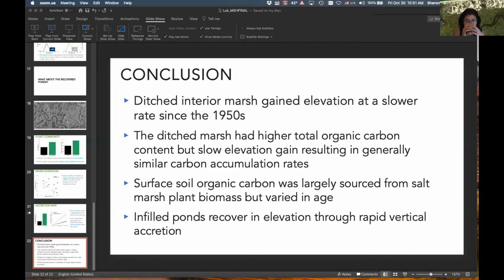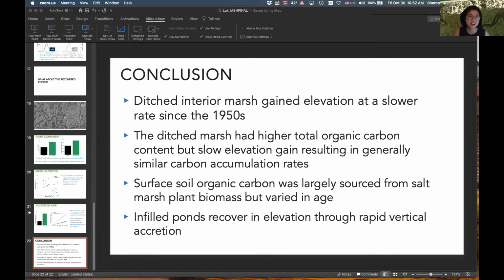I have a question from Vitali. What is an infilled pond and how are they filled in? Sorry, I didn't define that. We identified previous ponds on the ditch side of the marsh based on aerial photographs in 1920. An infilled pond is a recovered pond that has since infilled with material since the 1920s. It's no longer a pond; it's basically recovered to the elevation of the surrounding marsh platform, and it's revegetated with salt marsh grasses. That is what we would define as an infilled pond.